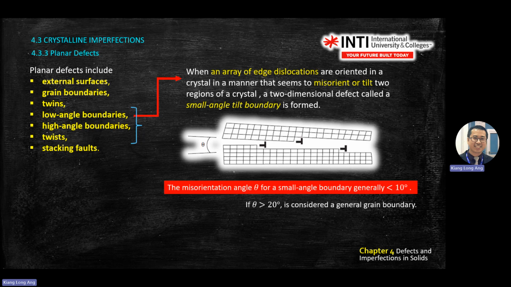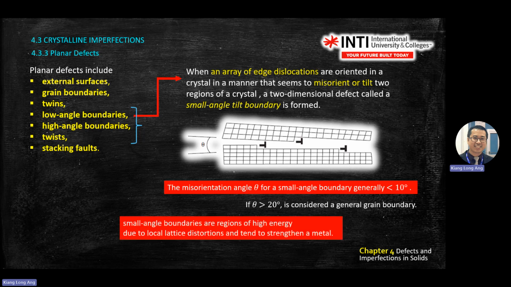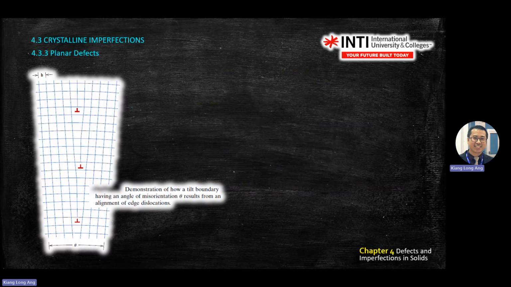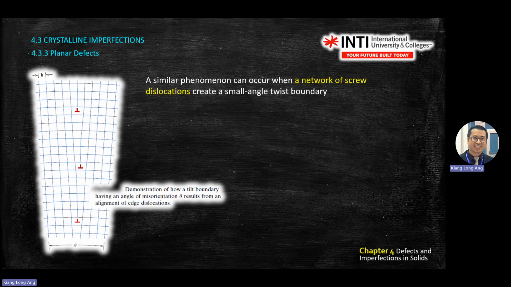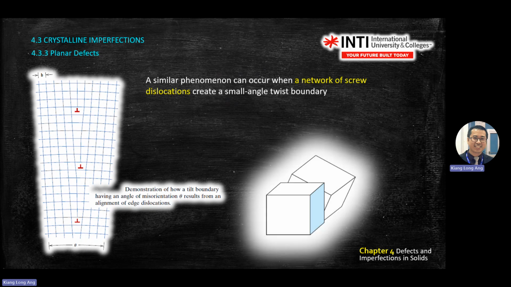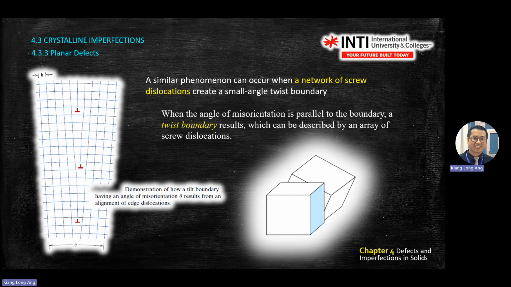This one is for your info only. I won't ask you these low boundaries things. But from this, you know the inverted T is a line defect. Okay, missing here, and missing here. So another one is called twist. So twist boundaries is like a misalignment between the two grains. It will be twisted like that.